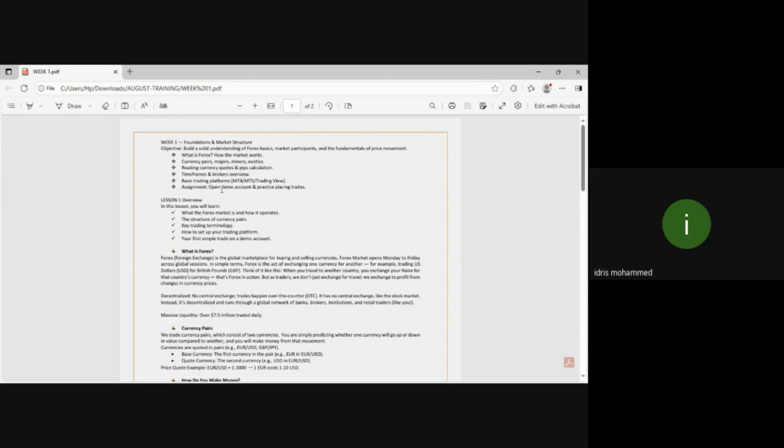Now this market is open Monday to Friday, five days a week across the globe, and they have their sessions. They have sessions because they are dealing with so many countries that are exchanging their currencies. What makes these sessions different is the time zones across different countries and continents. Right now, we are in the midnight here in Africa, but in the US, they are in the day right now.